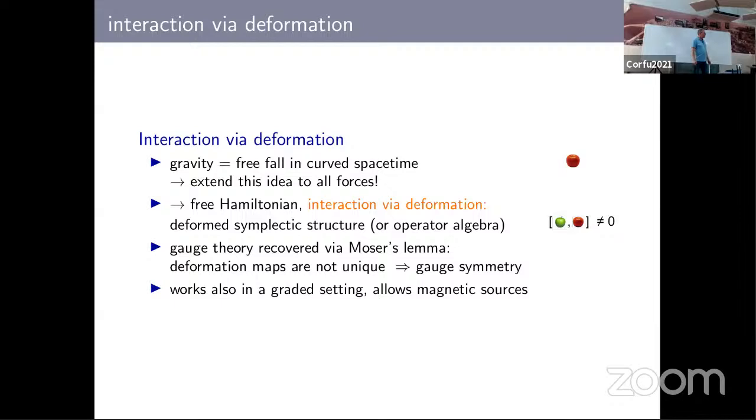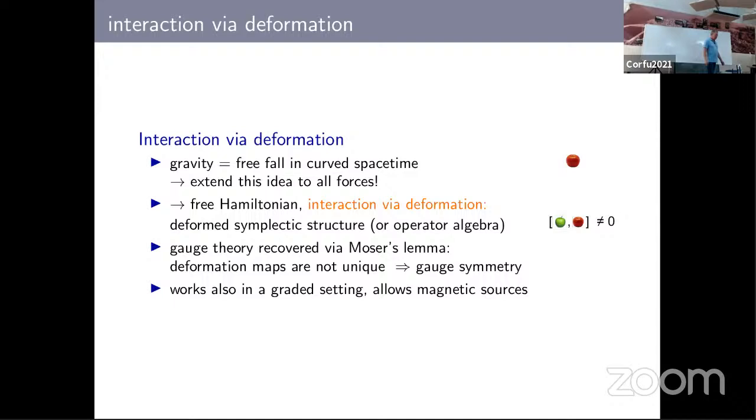Ordinary gauge theories are then recovered via Moser's lemma. We have deformation maps that map your phase space variables to ones with a deformed algebra, and these maps are generated by gauge fields. The maps are not unique, and you get the gauge symmetries back. So it's related, but it's not identical. This deformation approach is arguably a bit more general. For instance, it allows magnetic sources, and it works very nicely in a graded setting.